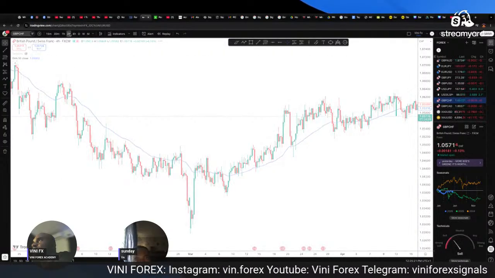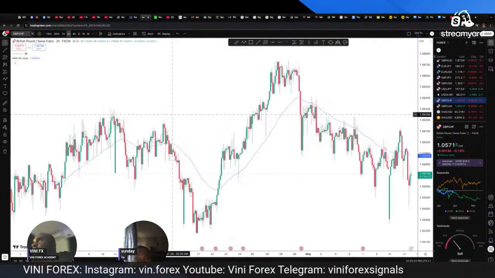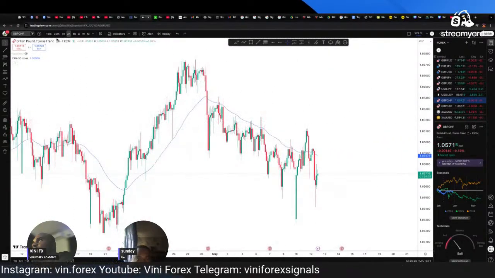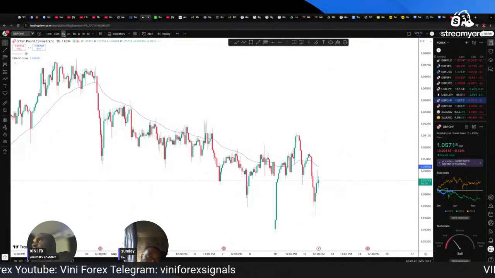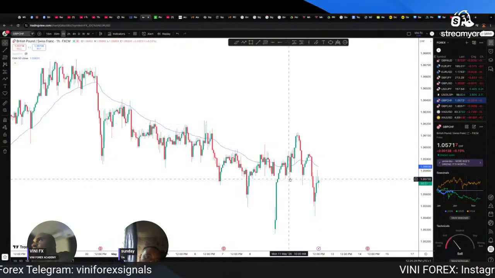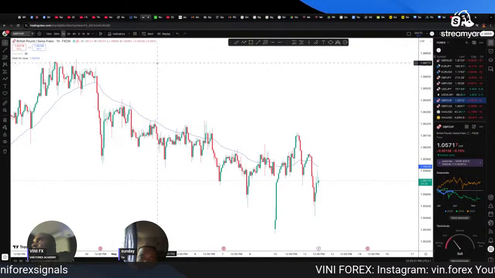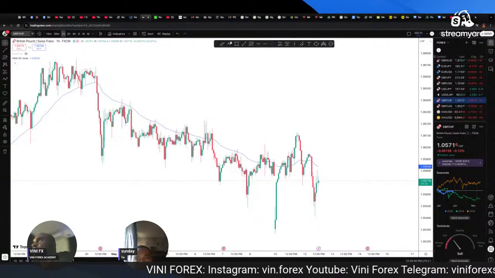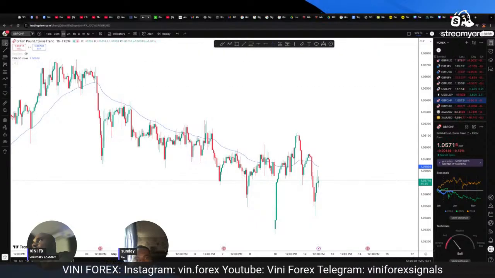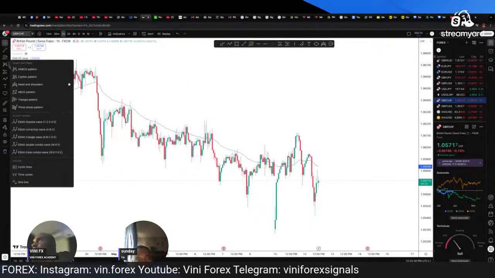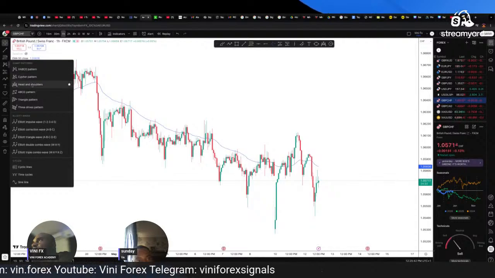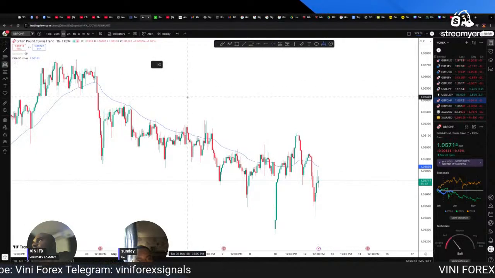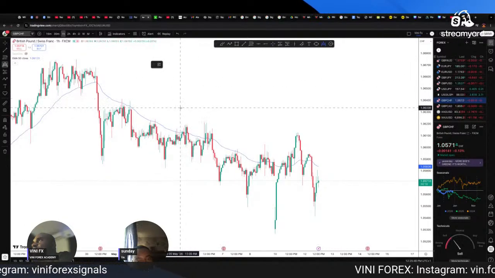So, head and shoulder. On the 1 hour, here is a perfect example of head and shoulder. I have it already on my favorite menu bar, but you can come here, 1, 2, 3, 4, and then expand it, and you see it there. This is how it looks on the chart.